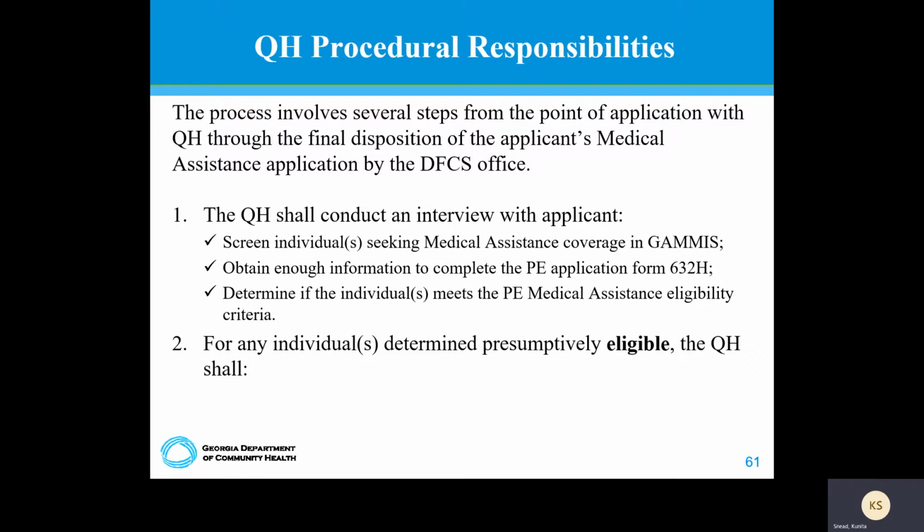Of course, the first thing you do, remember we talked about this earlier, is you're going to screen them, and we will look at a GAMIS screenshot of how you do that if you're not familiar with that process. The screening will determine if you're able to do a PE application on them or not. If you are, you're ready to start your interview. You're going to get your 632H and go through that to complete the process. You're going to make a determination to see whether they meet the eligibility criteria for presumptive.